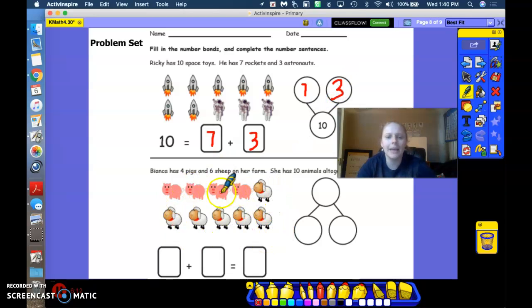Take a look and tell me how many animals we have all together before we break them up into different parts. Good. All together we have 10 animals. What is one of our parts? Pigs. Good. Let's start with the pigs. How many pigs do I have? 4. How many sheep do I have? 6. What would my number sentence be? 4 plus 6 equals 10.